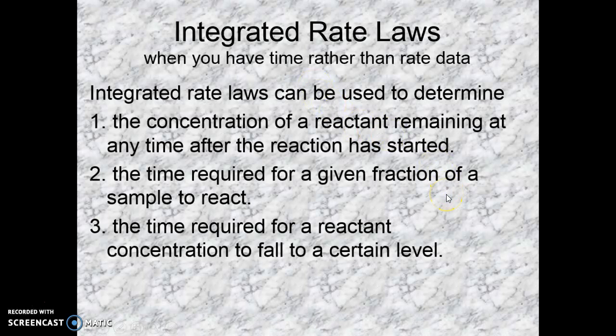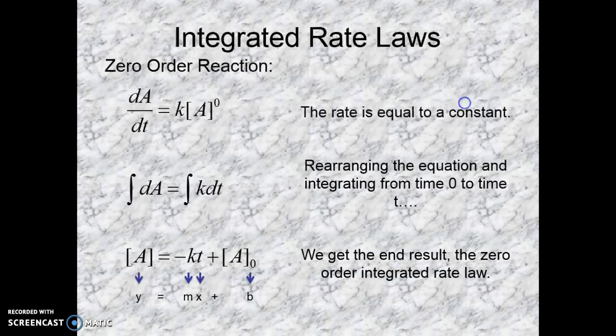Okay, so integrated rate laws can be used to determine a few different things. You can use it to figure out the concentration of the reactant remaining at any time from time 0. You can use it to figure out the time required for a given fraction of a sample to react. You can use it to figure out the time required for the reactant concentration to fall to a certain level. So you can use integrated rate laws in a bunch of different ways. But again, it's when you have time data, not rate data, that you're using this. So the last example was with rate data. This is with time data.